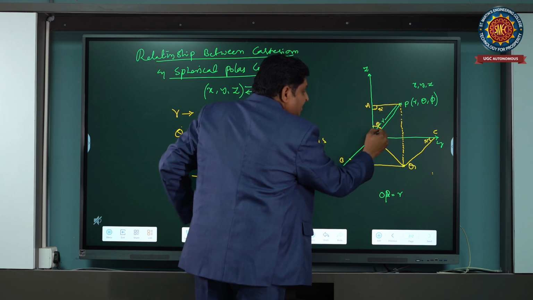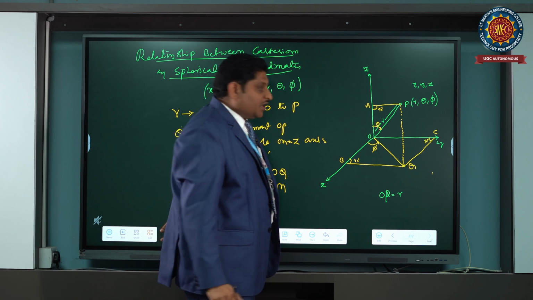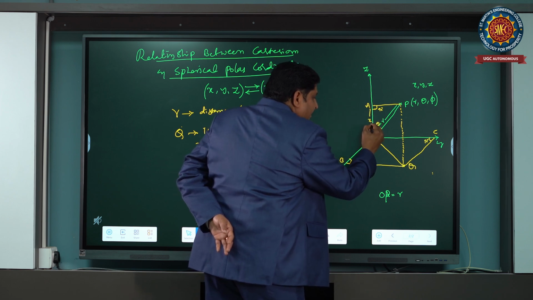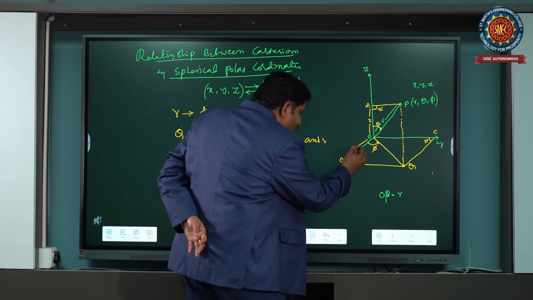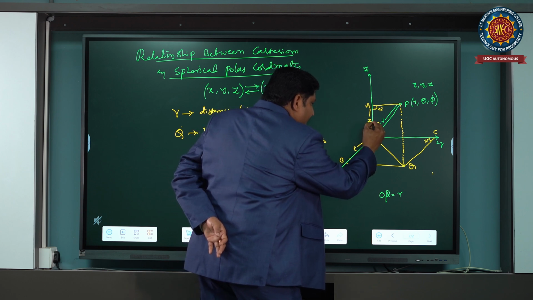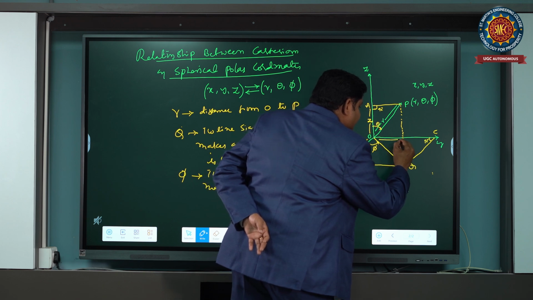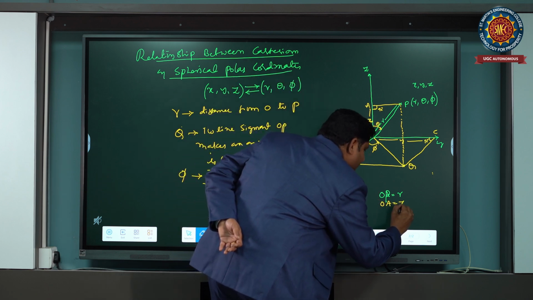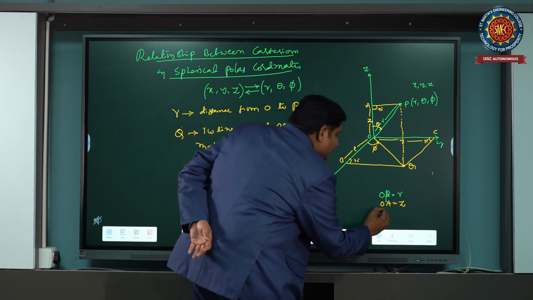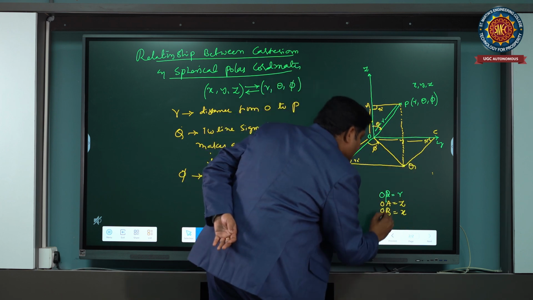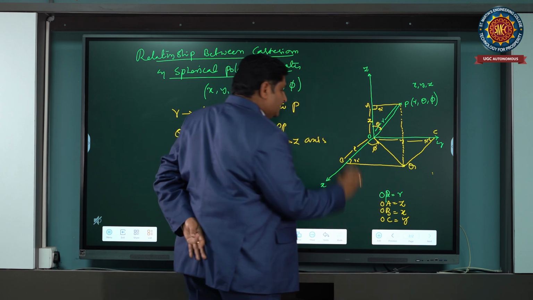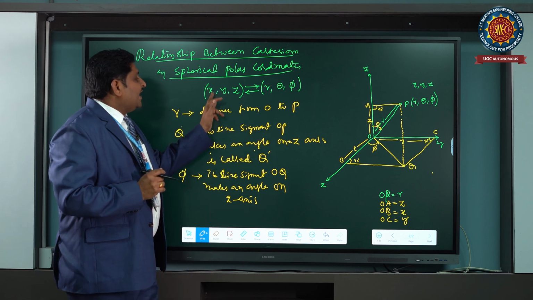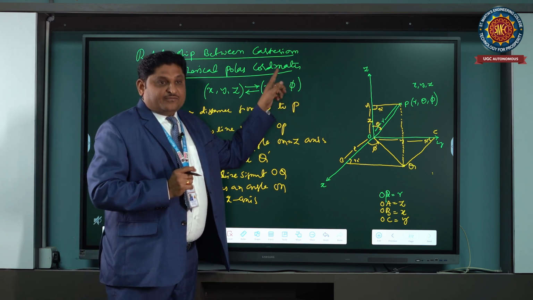Now this is the diagram. From the origin, this is the distance OP, R. From the definition of the Cartesian coordinates, what is the distance from O to A? It is Z. What is the distance from O to B? It is X. And this is Y. It means OP is equal to R, OA is equal to Z, OB is equal to X and OC is equal to Y. Right? So what is our target? To identify the relationship between X, Y, Z and r, theta and phi and vice versa.